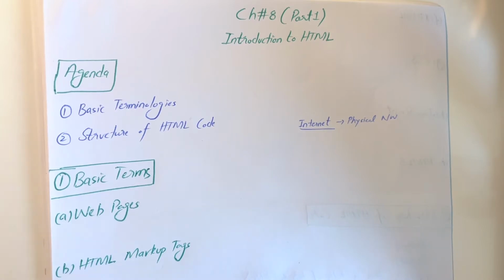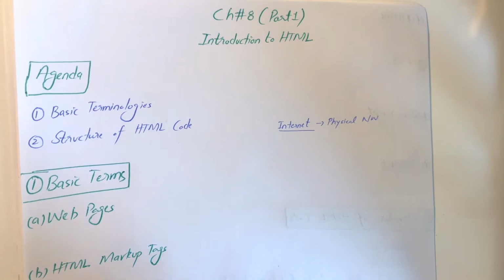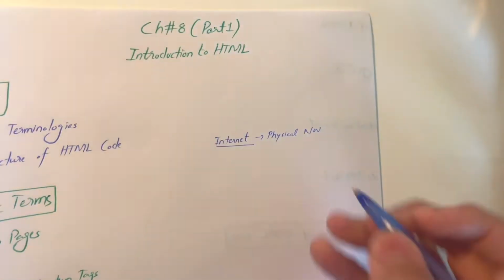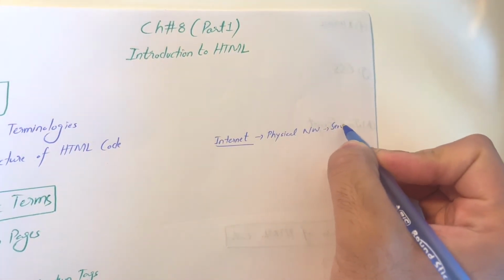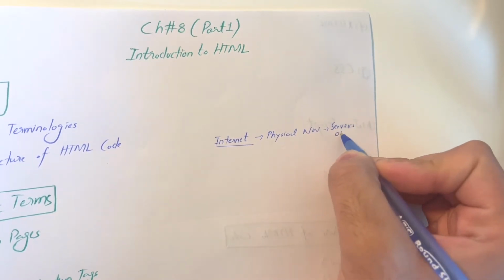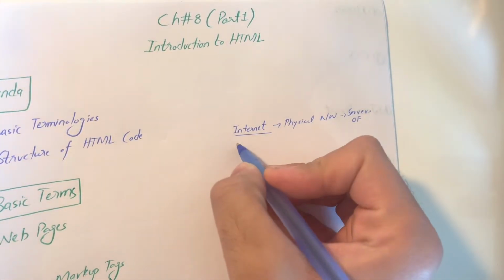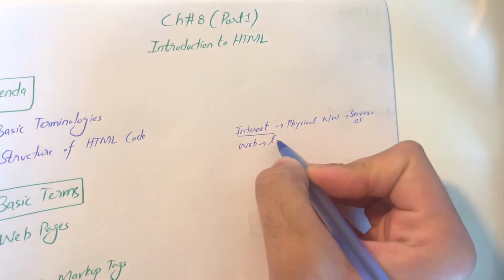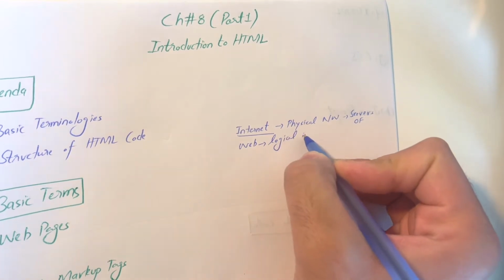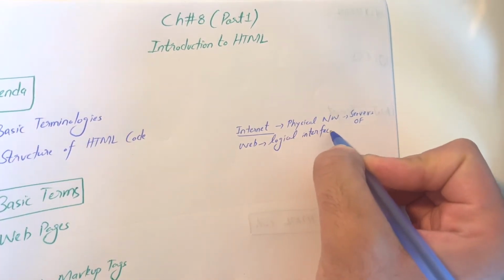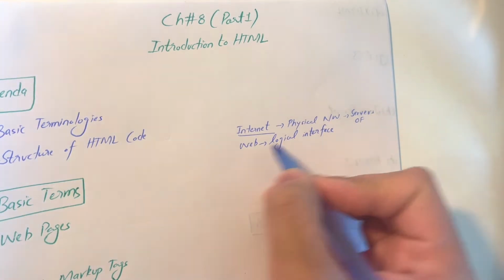First of all, before we start the basic terminologies, we need to know the difference between the internet and the web. That's very important. So please remember, the internet is basically a physical network where we have servers, cables, optical fibers, everything, anything which is in a tangible form. While the web is basically the logical interface through which we access the resources located over the internet.